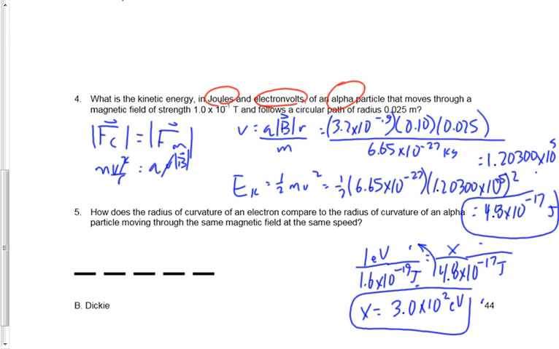Okay, number 5. Number 5 says, how does the radius of curvature of an electron compare to the radius of curvature of an alpha particle? It really should say of the electron's path and the alpha particle's path, because we're not talking about the radius of the electron and the radius of the alpha particle. We're talking about the electron's path and the alpha particle's path. Same magnetic field, same speed.